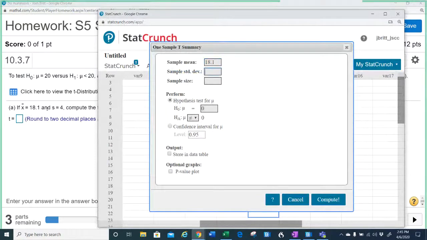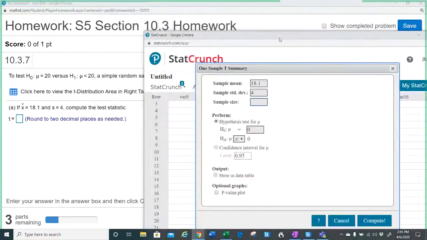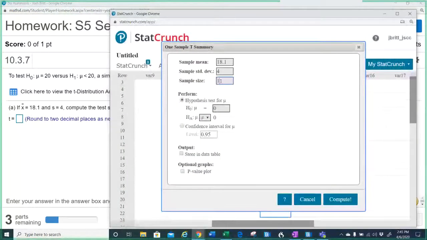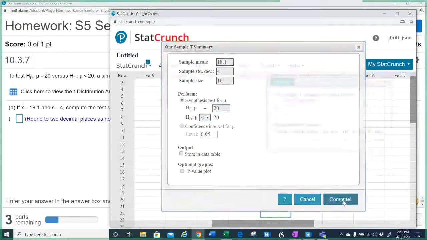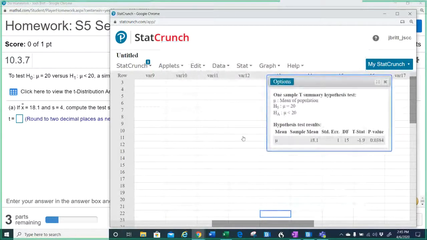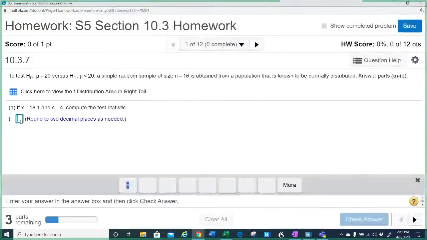Standard deviation is 4. Sample size is 16. And the mean is 20 and less than 20, left tail test. So t stat is minus 1.9.